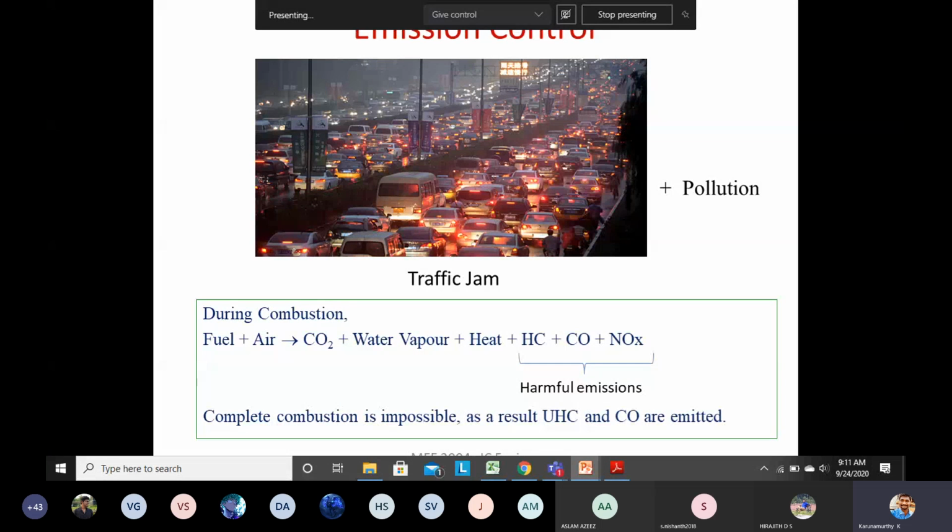Okay, so now how to reduce? Now we come to know that you cannot have 100% complete combustion. That means the harmful emissions from the engine cannot be prevented. But I don't want to let this into the atmosphere, so I want to do some process, thereby reducing the harmfulness of the products of combustion from the engine exhaust. So how to achieve this? For this, we have a device called the catalytic converter, right?